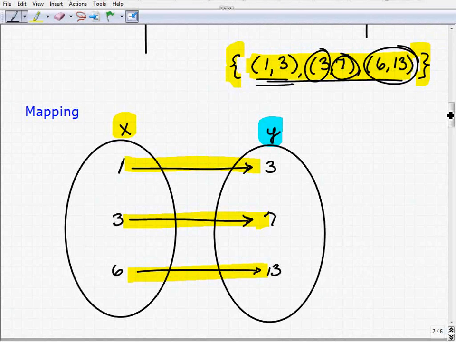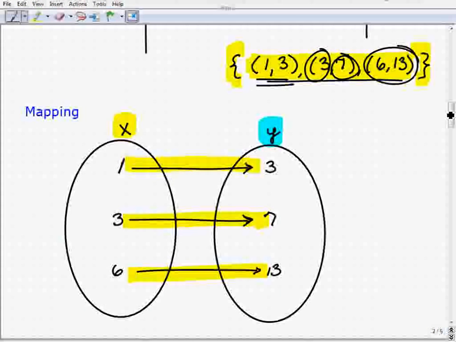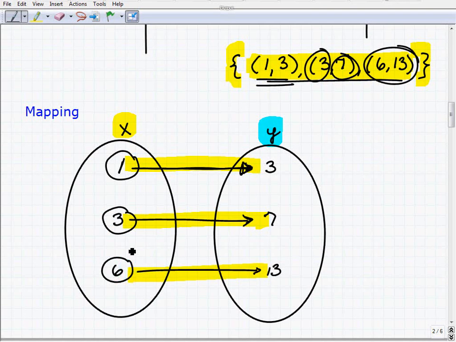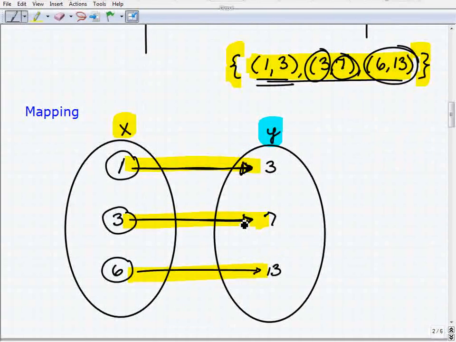Why does a function stand out from just a normal run-of-the-mill relation? Now here's what makes a function special. Functions, their x values only point to one y value. I'm going to say this a few times. When you have a function, the x values will only point to one and only one y value. All right. Let's start taking a look at some examples of things that are not functions.